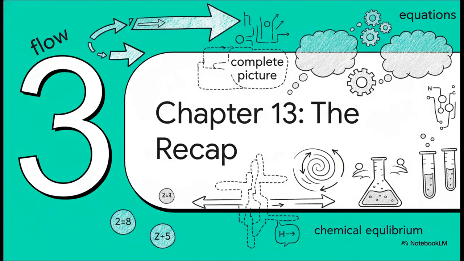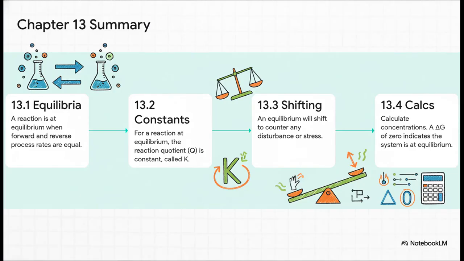So, now that we've got the terms and the equations down, let's just zoom out for a second and see how this all fits together. Here's a quick recap of the whole chapter's flow. You can really see the logic here, right? Section 1 just defines equilibrium. Section 2 gives us the constant, K, so we can put a number to it. Section 3 introduces the amazing Le Chatelier's principle to explain what happens when we mess with that balance. And finally, Section 4 is where we put it all to work with calculations and even connect it back to thermodynamics. Remember, when that Gibbs free energy, or delta G, is 0, that's the universe's way of telling you the system is at equilibrium.